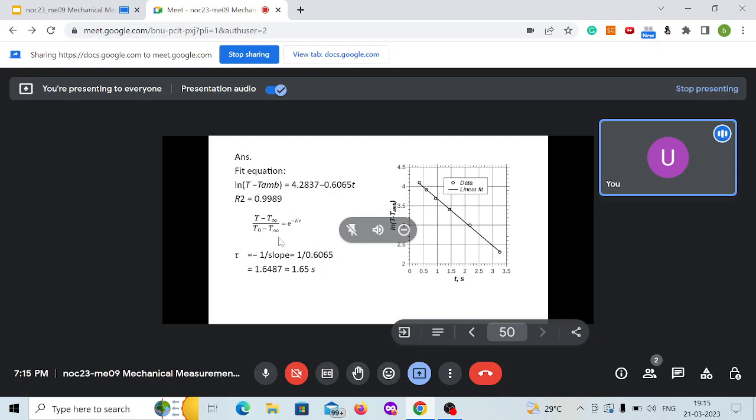Either that, or you can take a logarithm of the relation for temperature with respect to time, compare that, and find tau. From there tau will be 1 by 0.6065, which will come out to be 1.65 seconds. So that is the time constant. That's all for today's class.